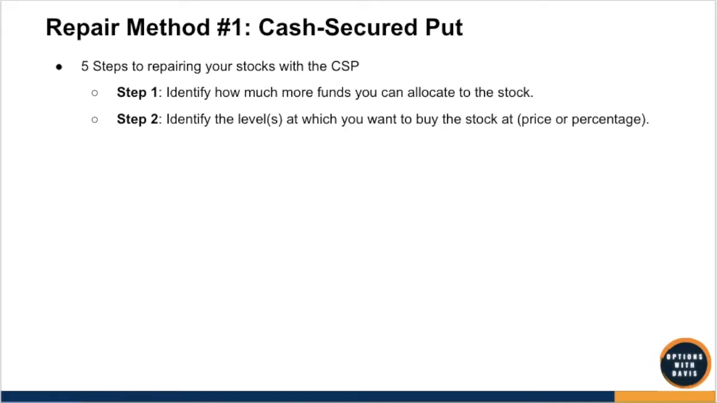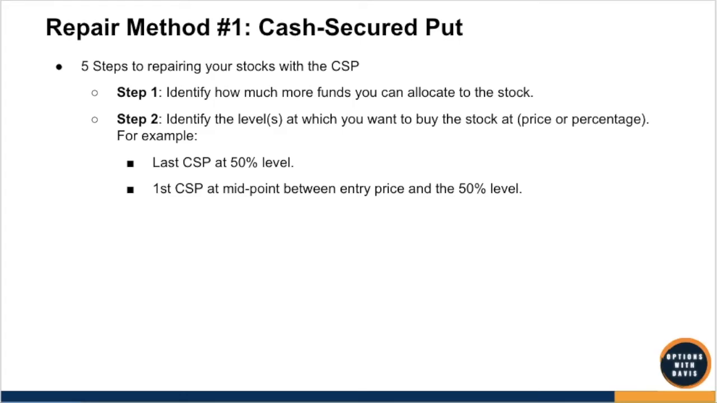Step number 2, you want to identify the level or levels at which you want to buy the stock, and it's either at the price level or percentage level. So for example, if you bought at $100, you may identify the next level that you want to enter, say at $80. So that's the price where you want to sell the next cash secured put, right? Or you may say it's in terms of percentage. For me, I like to see it in terms of percentage. Generally, if I want to repair a stock, I would like to have 2 levels after my entry level. So that makes a total of 3 levels: my entry level, the mid level, and the last level to finally average in for my stocks.